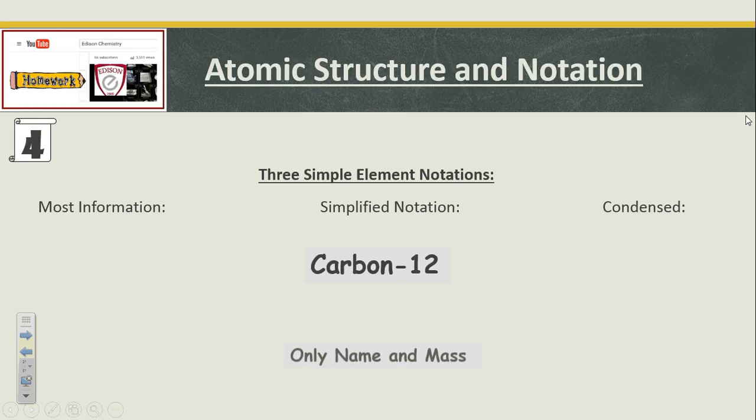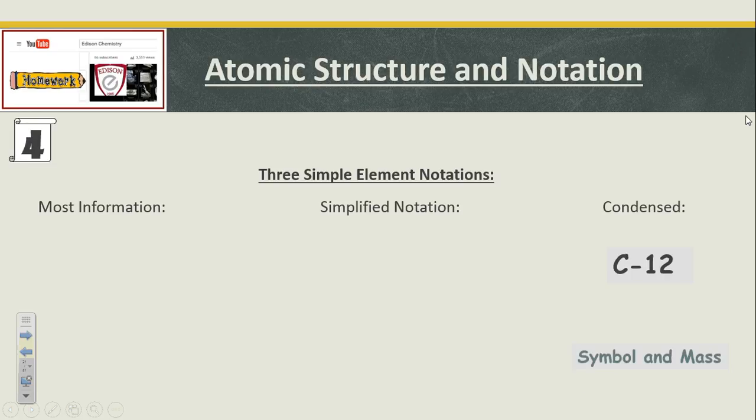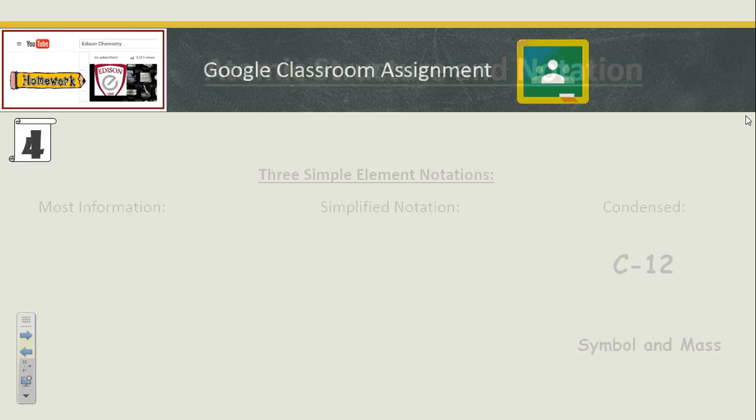The condensed formula, this only tells you the name and mass, and again, you have to do a little digging to find out the protons, neutrons, and electron numbers. The condensed formula only gives you the symbol of the element and the mass. So again, it just tells you the most bare-bones information. Okay, you have to figure out the protons, neutrons, and electrons from the facts that you know.